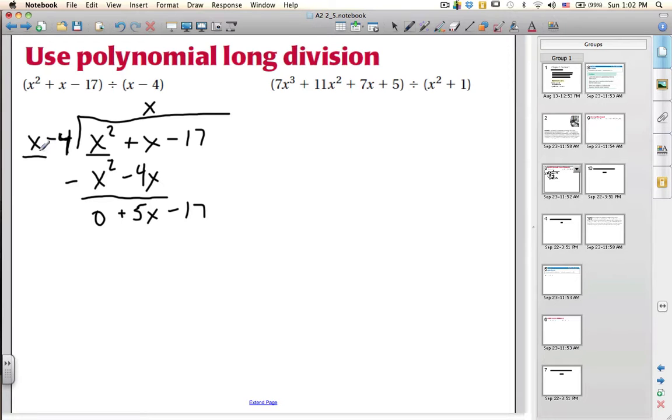What do I multiply x by to get 5x? I multiply it by 5. 5 times x is 5x. 5 times minus 4 is minus 20. And I subtract. 5x minus 5x is 0. Negative 17 minus negative 20 is plus 3. And now you can see that there's nothing I can multiply x by that's going to give me 3.